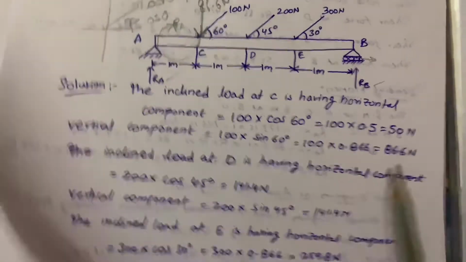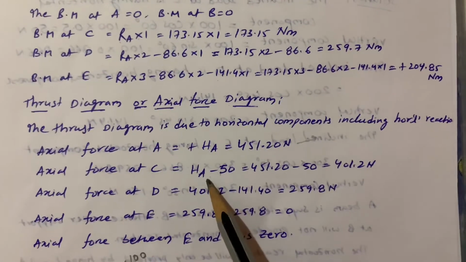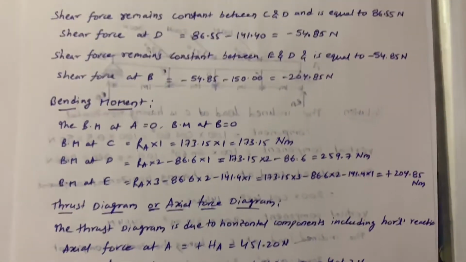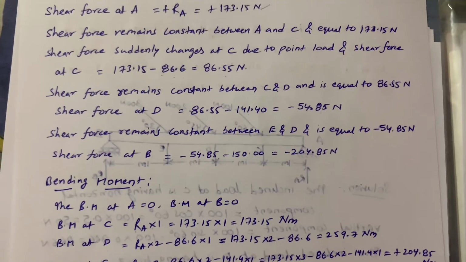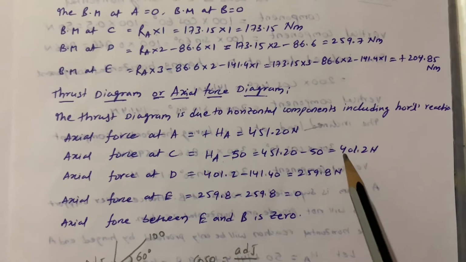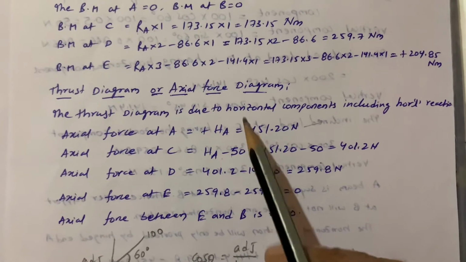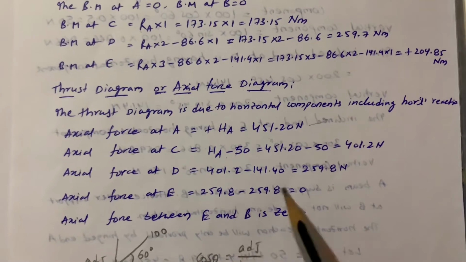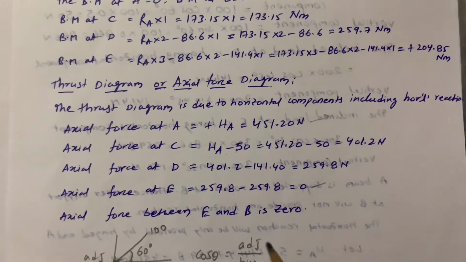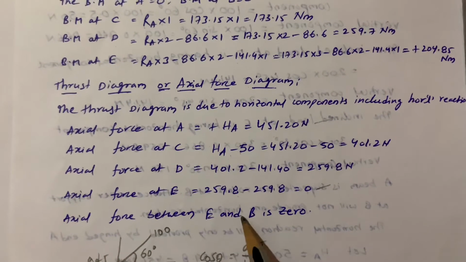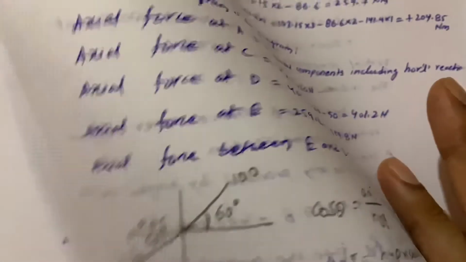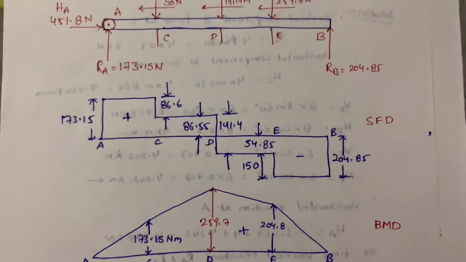So I got two values. Okay, 451.20 minus 50. Okay, like that I calculated all the values. Next, 401.2 minus 141.40. These are all only horizontal components. And next, 259.8 minus 259.8. I got 0. Hence, the axial force between E and B is 0. Okay. After that, we have to represent the bending moment, shear force, and thrust diagram.